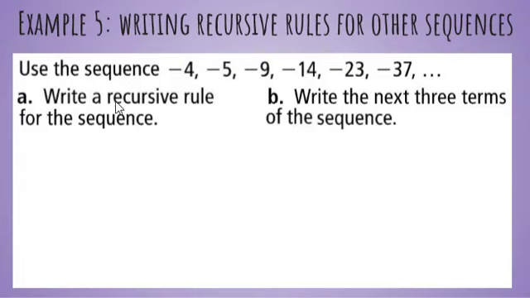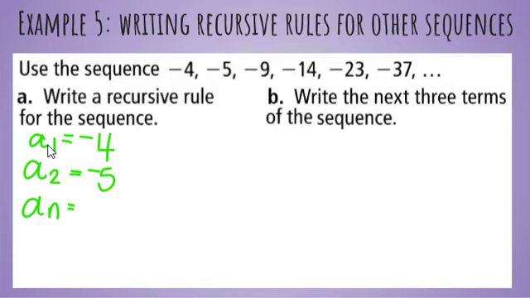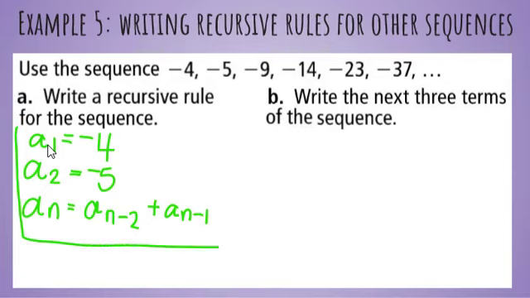So writing the recursive rule here is going to be a little bit different because now we need to state our first term, which is -4, and we need to state our second term, which is -5. So then we can finally state our a sub n, which is going to be, to find the next term, you're going to add the two numbers before to the number right before. So all 3 of these together are your recursive rule for this sequence.